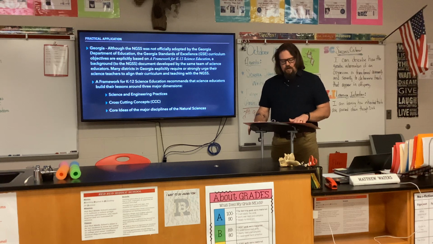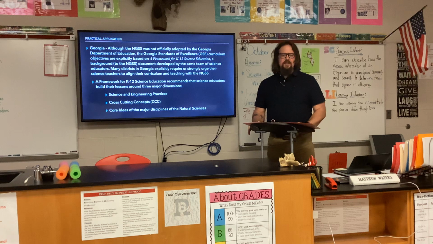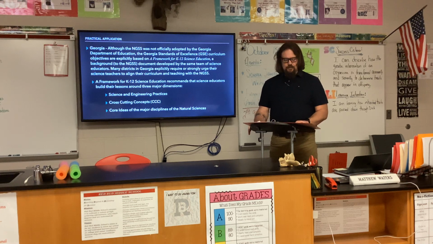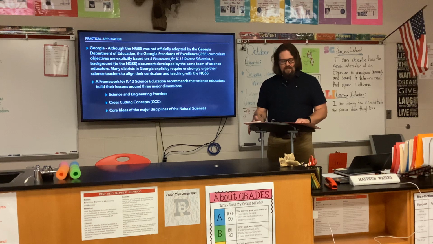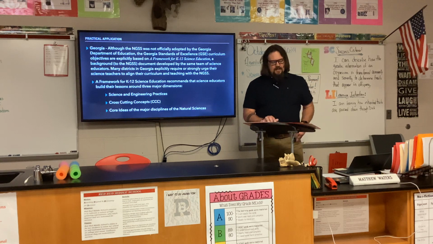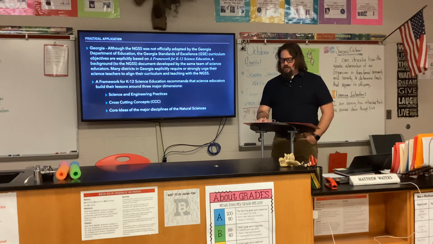Teachers are encouraged to work in a PLC with department or content grade level groups to learn about different aspects of the standards. Even though Georgia did not fully adopt the NGSS standards, they still incorporate the most valuable aspects of it, which set it apart from the old GSE standards.